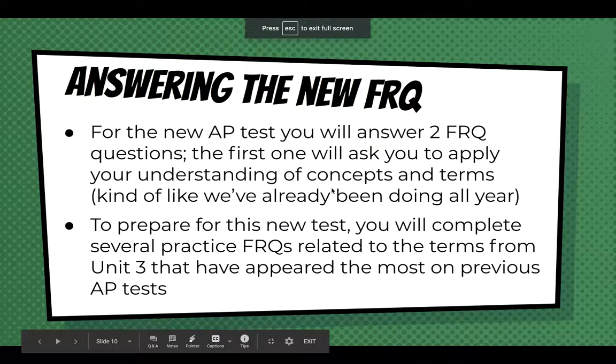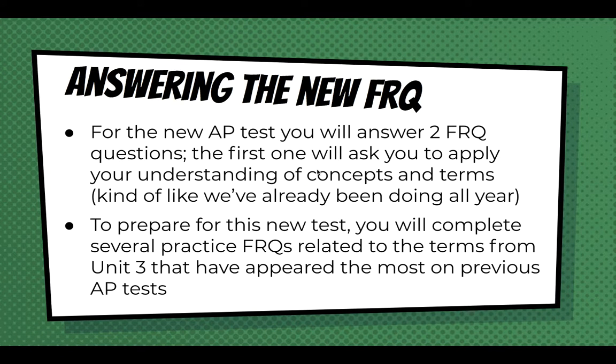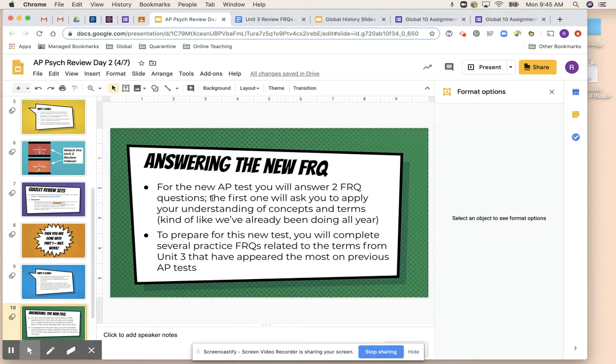So for the new AP test, you'll have to answer 2 FRQ questions. The first one's going to ask you to apply your understanding of concepts and terms, kind of like we've already been doing. And the second one's going to ask you to then do the more applying the study kind of questions to it. So you are going to be essentially just practicing an FRQ today.